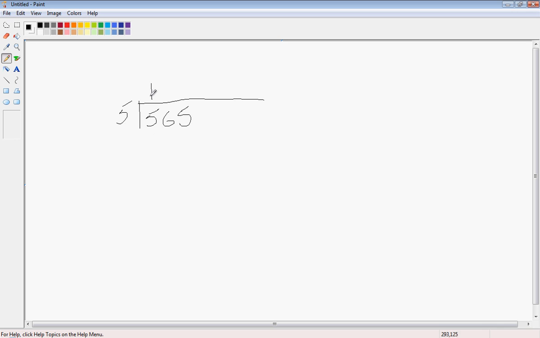So I know that there's one lot of 5 in 5. So I go to the next number. Now 5's into 6. Well, we have one lot of 5 in 6, and we have one left over. Now all we do is we carry whatever we've got left over to the next number. So instead of 5, this now becomes 15. Now 5's into 15. Well, I know that 3 5's are 15. And so 5 into 565 is 113.